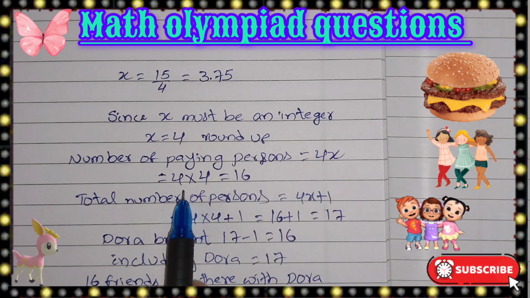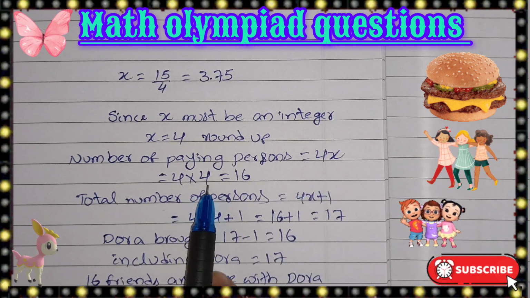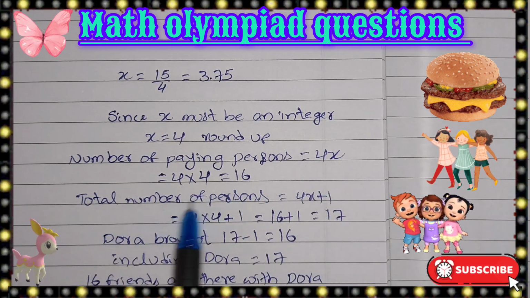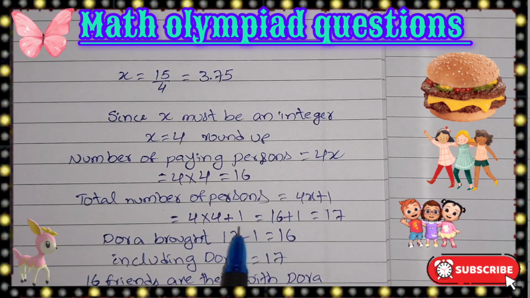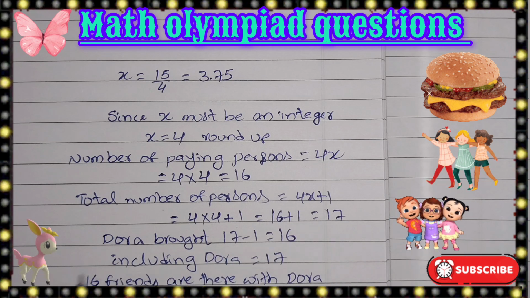Number of paying persons equals 4x. We know the x value. So 4 multiplied by 4 equals 16. Total number of persons equals 4x plus 1. 4 4s are 16, plus 1 is 17.